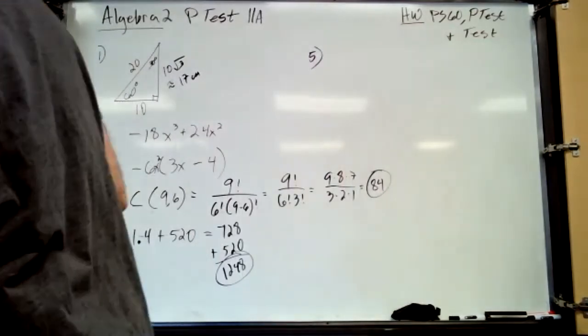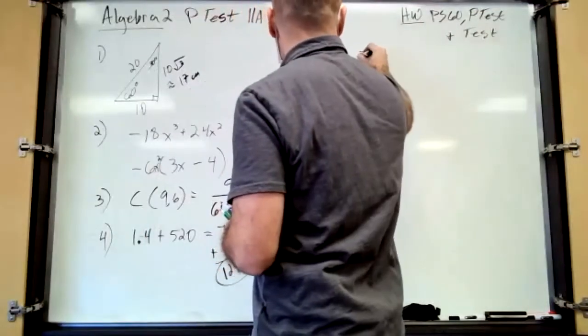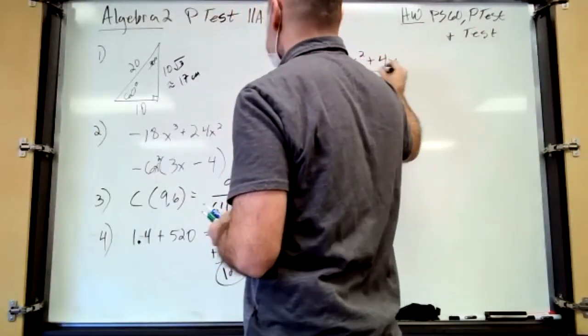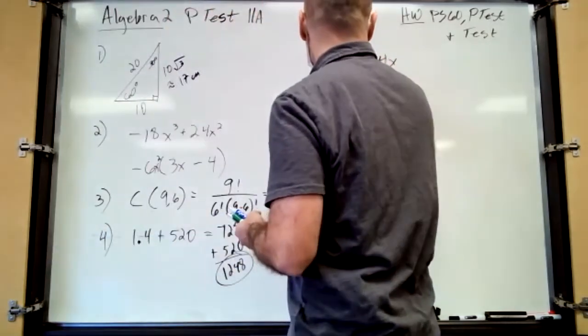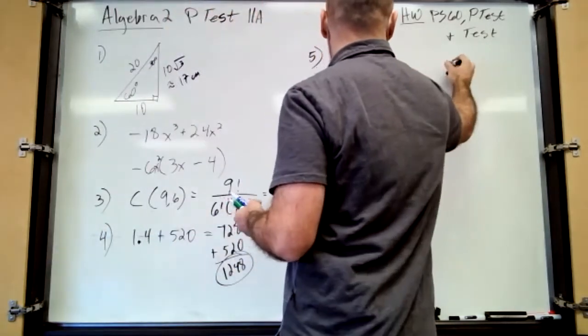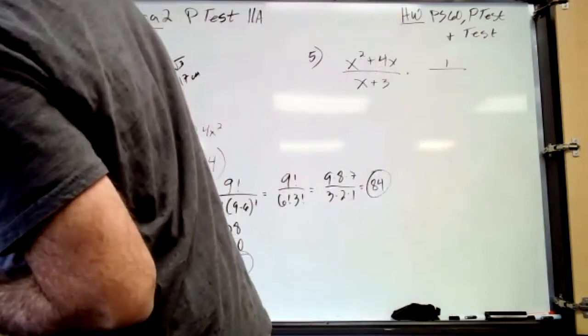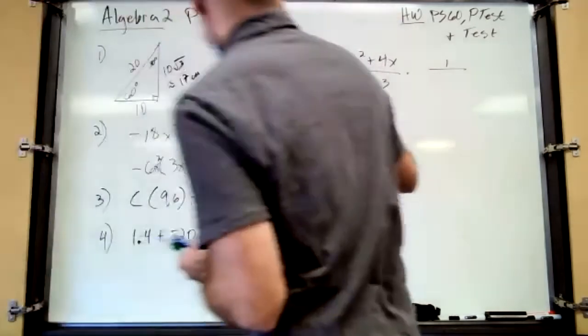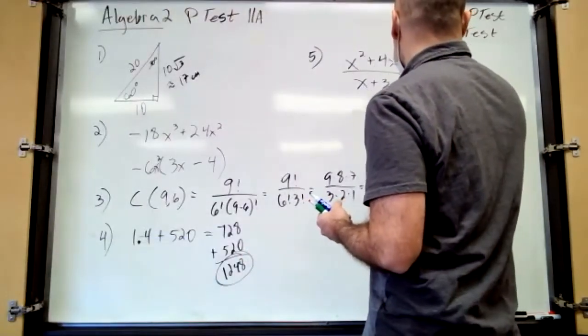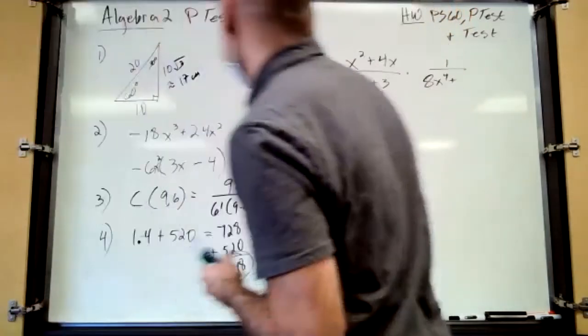All right, and then number 5 is divide. So copy dot flop: x squared plus 4x over x plus 3, dot flop. So flopping the whole number means 1 on top. 8x to the 4th plus 32x cubed.